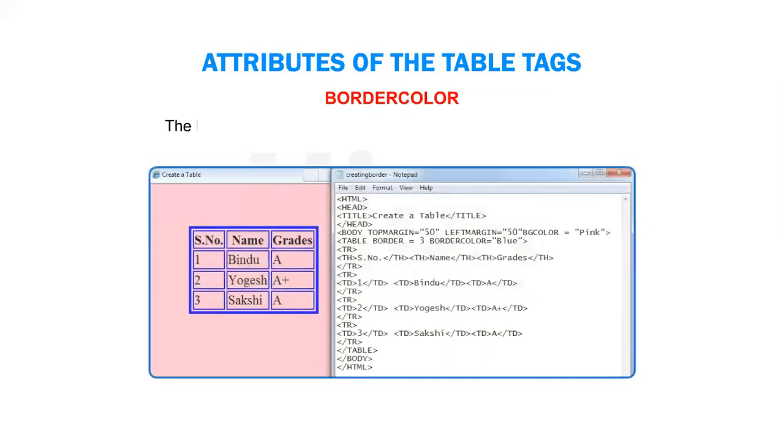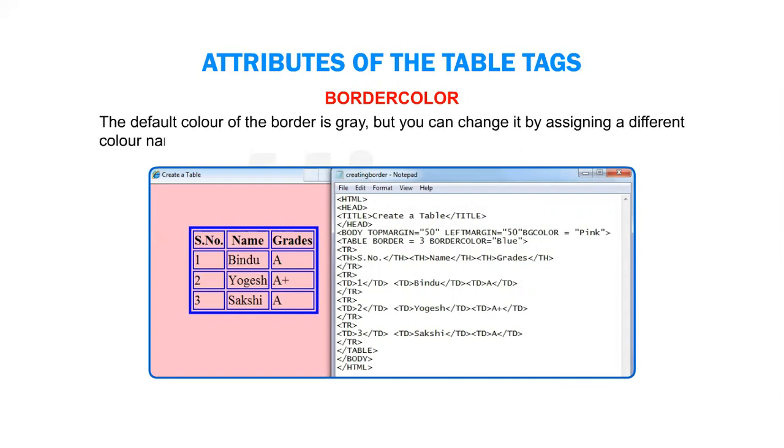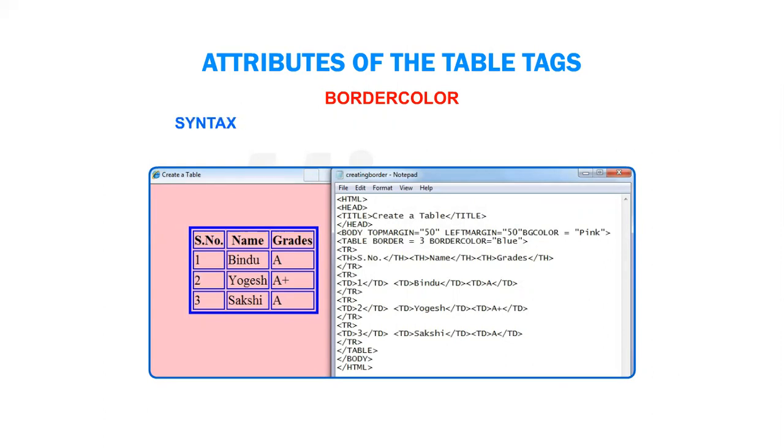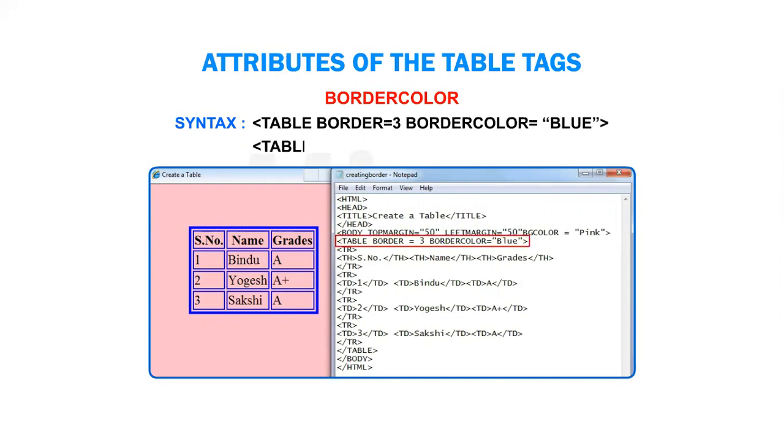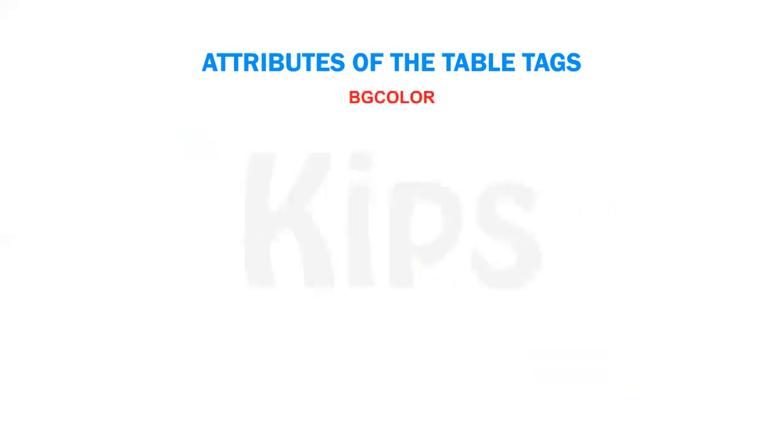Border color. The bordercolor attribute is used to set the color of a table border. The default color of the border is gray, but you can change it by assigning a different color name or color code to the bordercolor attribute. Syntax: <table border="3" bordercolor="blue">, <table border="3" bordercolor="#FF0000">.